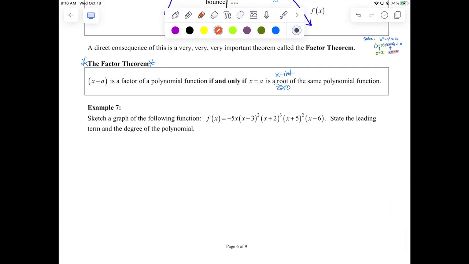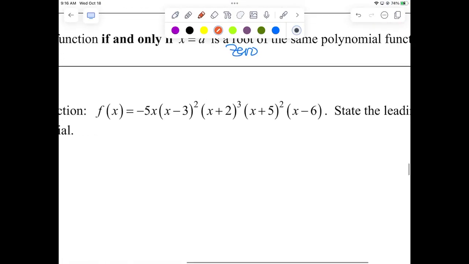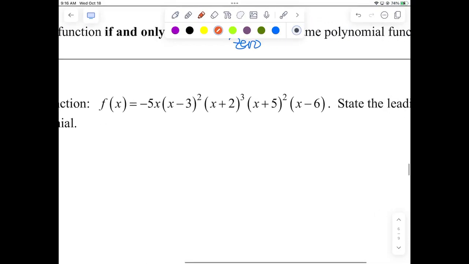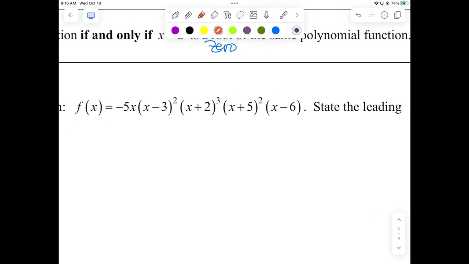Sketch the graph of the following function. F of x equals negative 5x times x minus 3 squared times x plus 2 cubed times x plus 5 squared times x minus 6. It says to state the leading coefficient and the degree of the polynomial. Let's do that first.